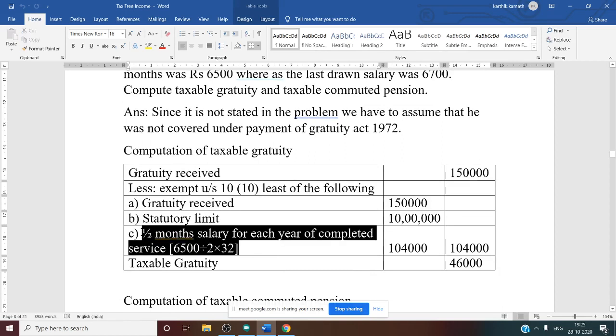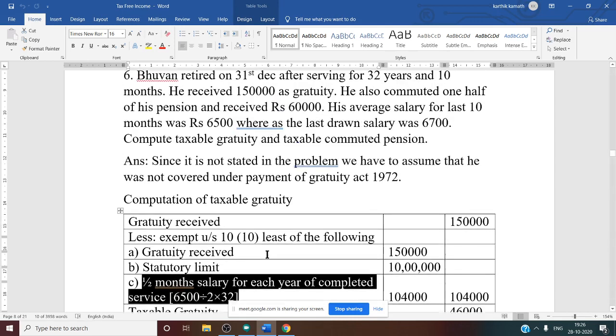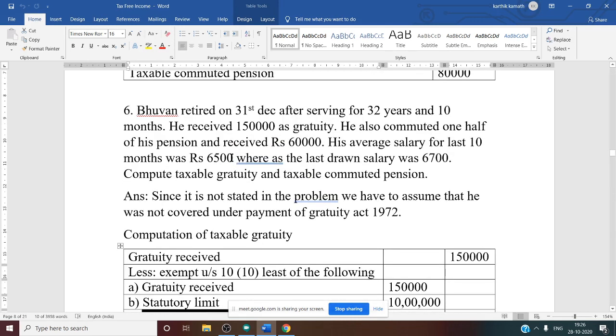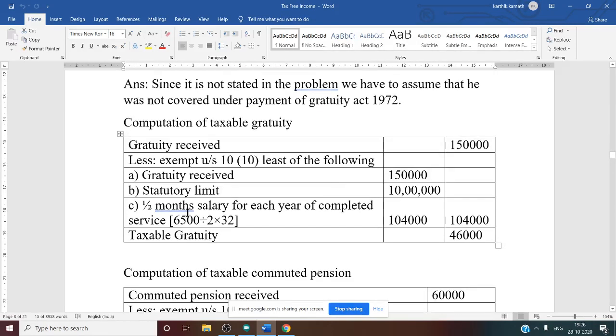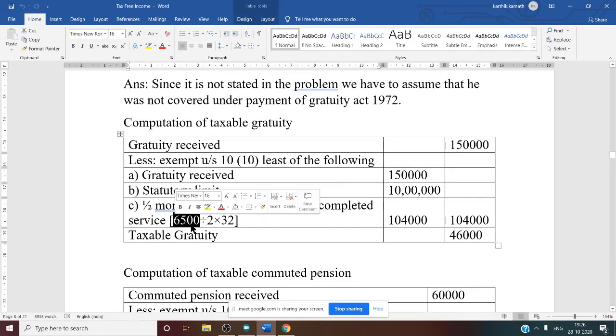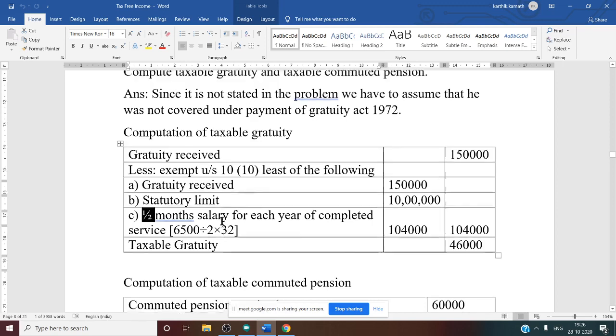The third condition is half month salary based on the average salary of the last 10 months preceding the month of retirement for each year of completed service. Here the average salary is directly given in the question, no need to calculate again. The average salary for the last 10 months was 6,500. Now on that 6,500 you need to take half, because we want a half month salary. In the condition itself it is given half month. That is why you divide by 2. 6,500 divided by 2, into completed years of service.